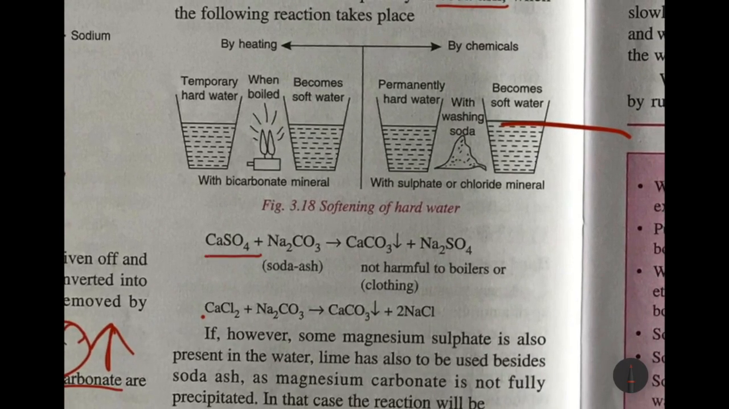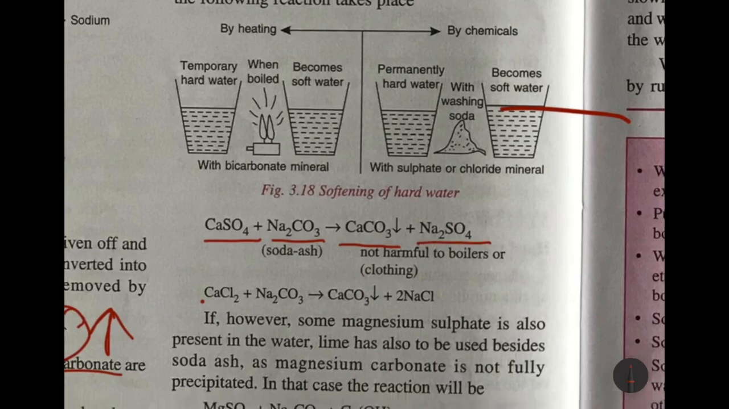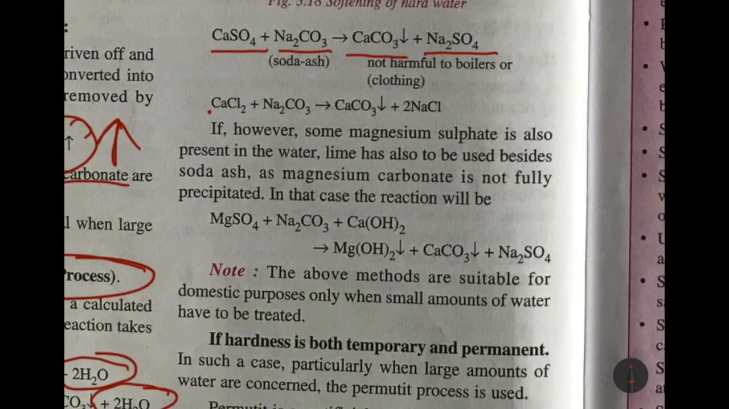Calcium sulfate causes permanent hardness. So when soda ash or sodium carbonate is used, calcium carbonate settles down. It is not harmful to boilers or any clothes, and sodium sulfate is left behind, which does not cause hardness in water, permanent hardness in water.